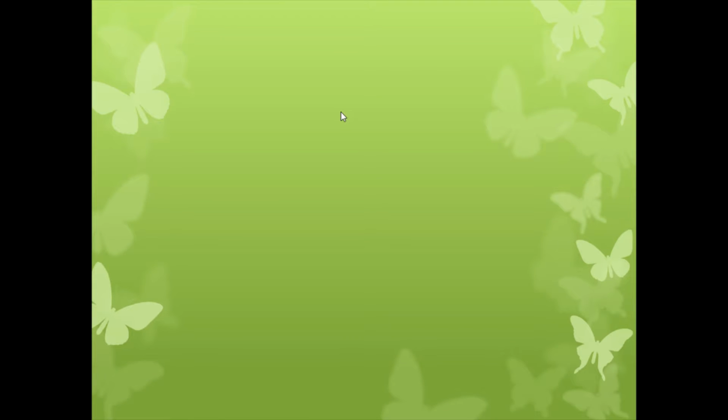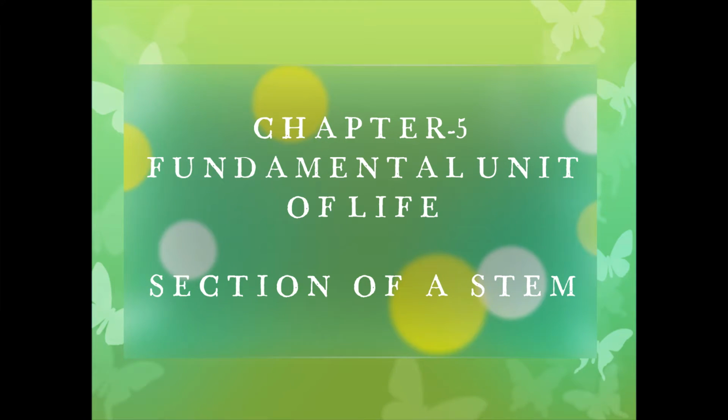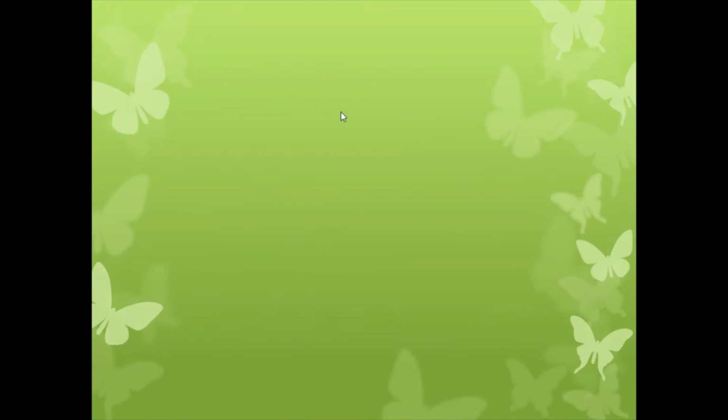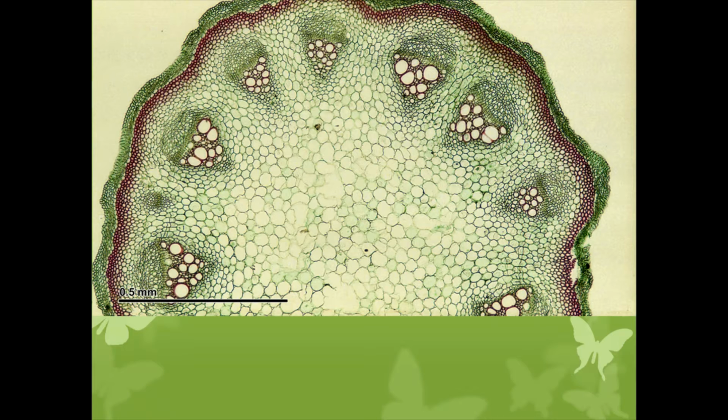Today we are going to start a new topic from chapter 5, Fundamental Units of Life, on page number 70 of the NCERT textbook, called the section of a stem. In this we are going to study the section of a stem and its various parts.